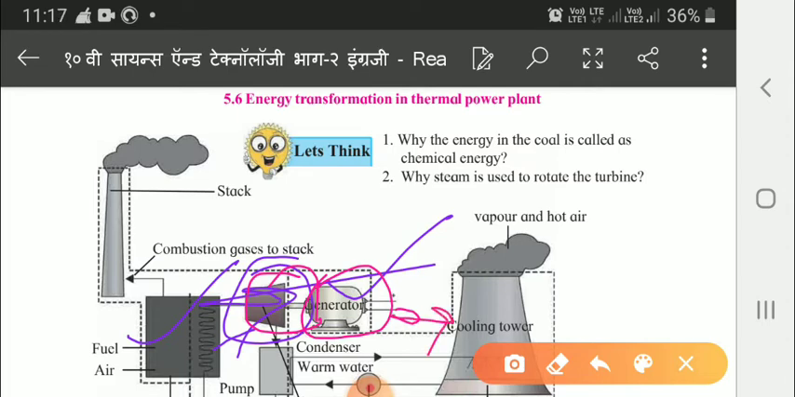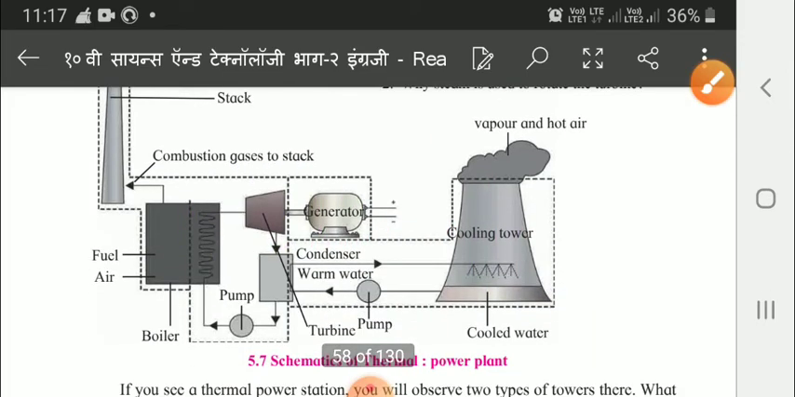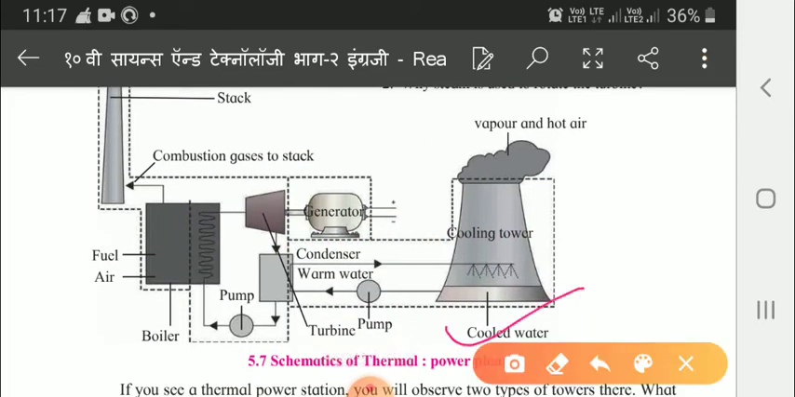Here, whatever vapor and hot air is there is cooling. This is known as the cooling tower, and here the cooled water is filled. This water further goes, and here you can see that it changes to steam, and further you can use it. Here the stack of the gases is there. Stack means all the gases are collected together here. So it is the schematic of the thermal power plant.